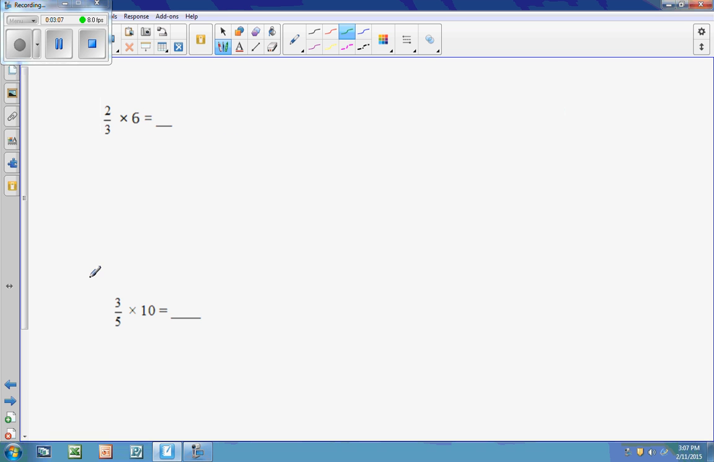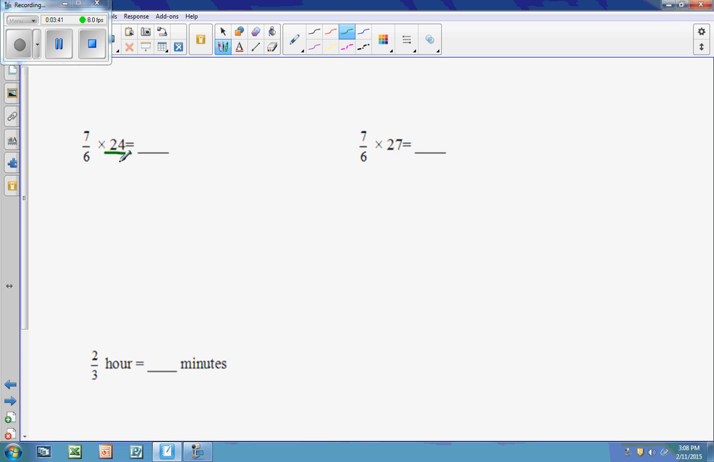Next question is, we're going to do this without doing our division problems. So what we're going to do is we're going to stick to what we already knew how to do just before, and we're going to make this over 1. Same way. So 2 times 6 is 12, and 3 times 1 is 3. And 12/3 equals 4. Once again, we're going to make it over 1. 3 times 10 is 30, and 5 times 1 is 5, and that is equal to 6.